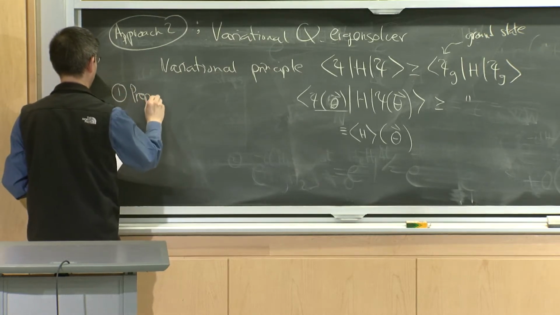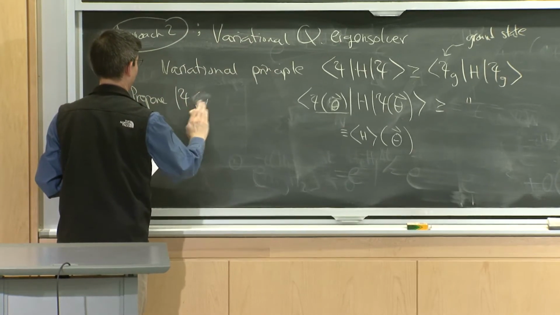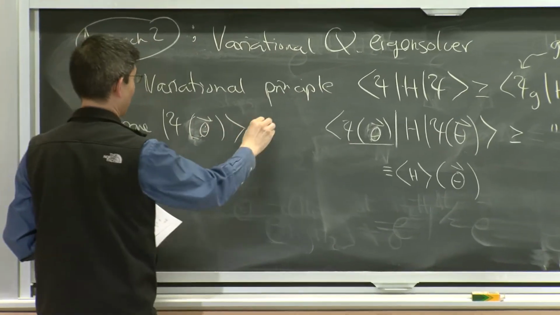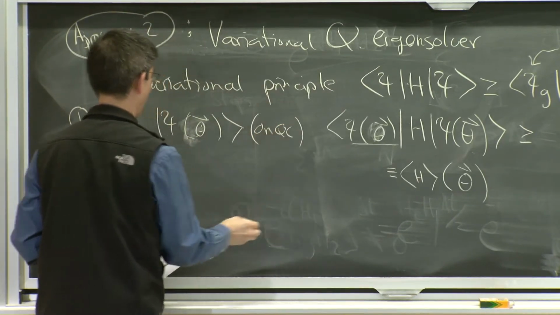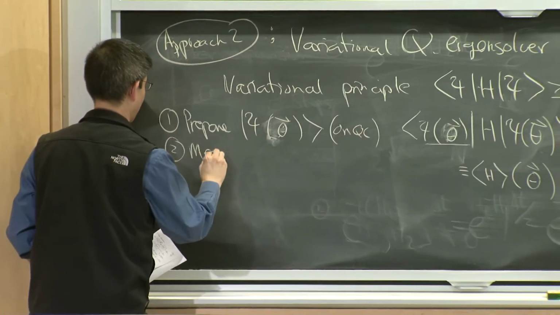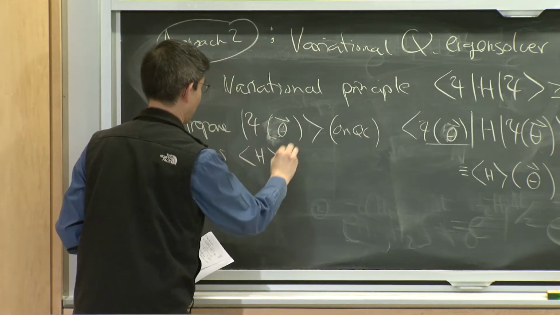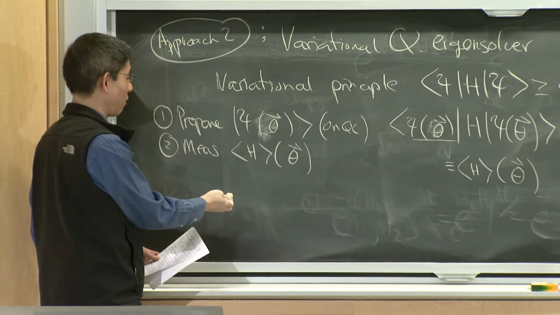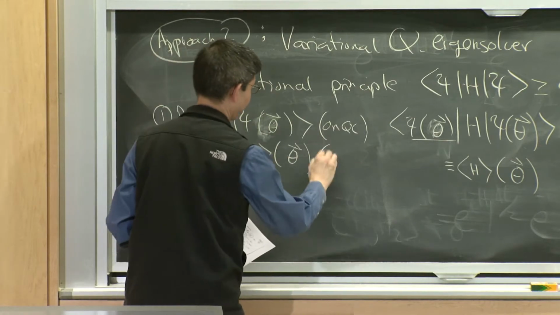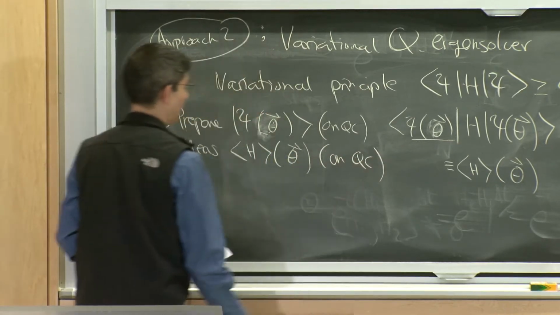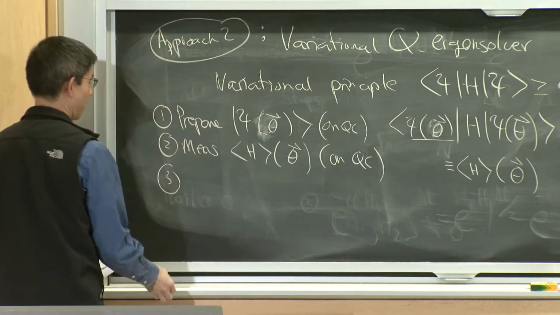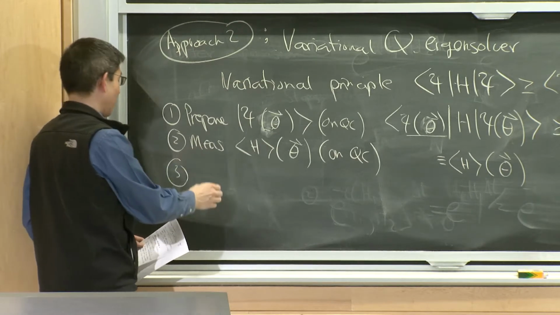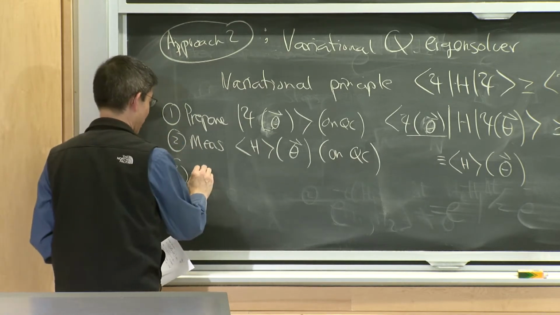Prepare psi of theta, where theta is controlled by your classical algorithm. And this is done on a quantum computer. Measure this H of theta. And there are many ways of doing this measurement, one of which I will describe in a moment if we have time, on a quantum computer. And then third, take this classical measurement result that you now have and run an optimization algorithm.